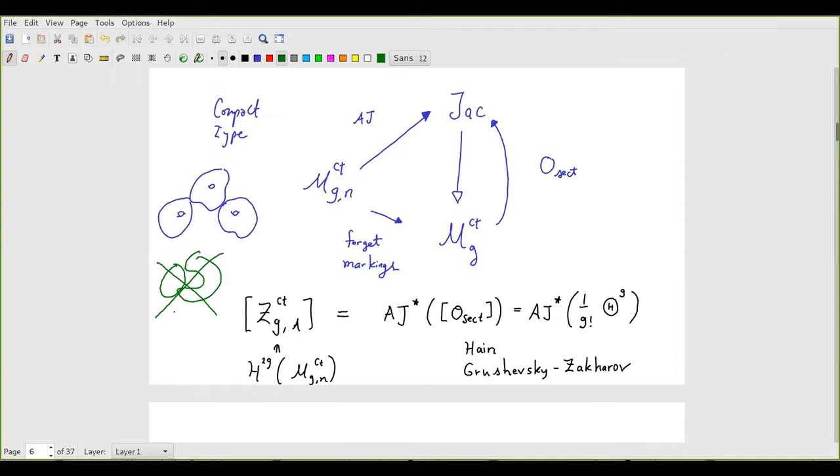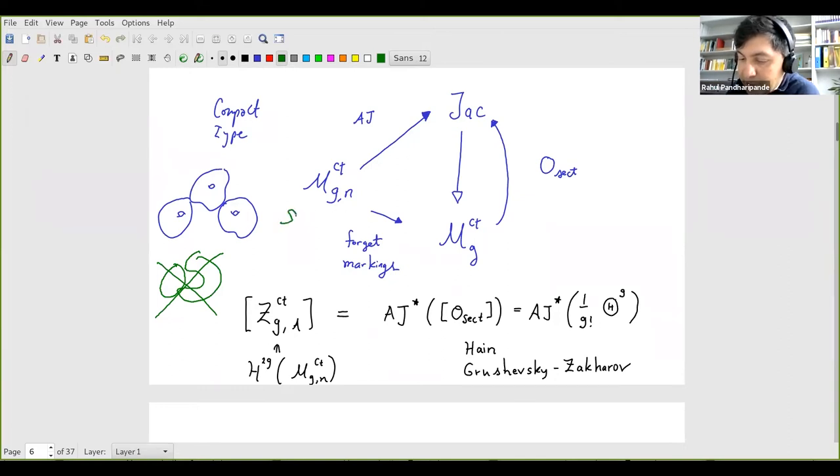Do you impose some stability? Yes, this is stable. Compact type curves with Deligne-Mumford stability. So then there is still a Jacobian. A Jacobian is this compact abelian variety fibration. And everything is just the same. There's a zero section. There's the Abel-Jacobi map. This is one part where it's slightly different, the Abel-Jacobi map in the previous case.